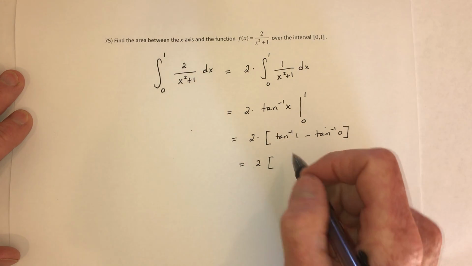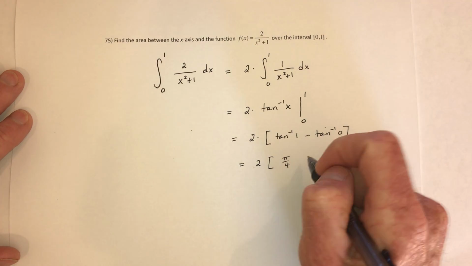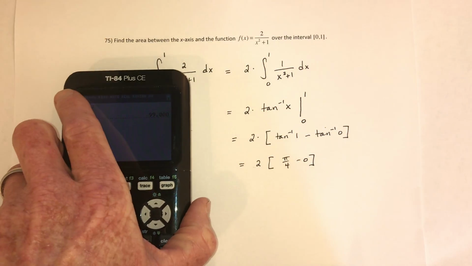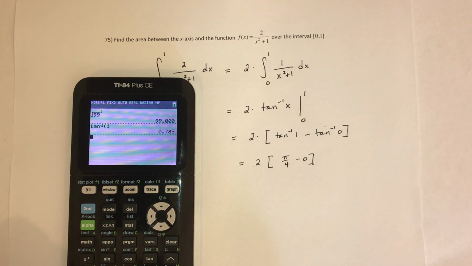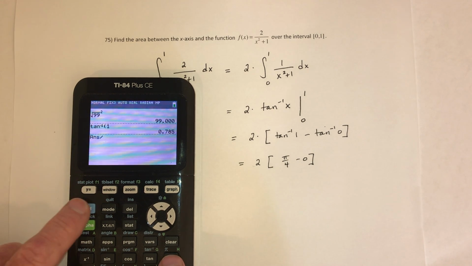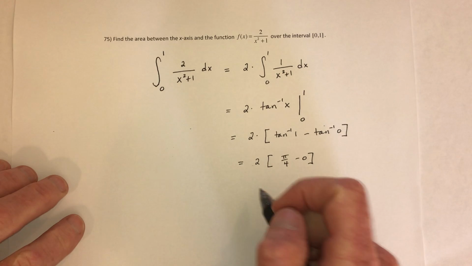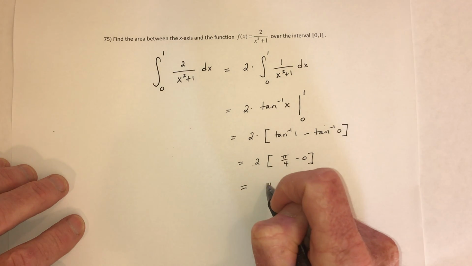So tangent inverse of 1, that is pi over 4. Tangent inverse of 0, that's 0. If you're not sure about those, you can, of course, go like this. What is tangent inverse of 1? And then divide that by pi, change it to a fraction, and it's 1/4 of pi. Also, tangent inverse of 0 is 0. So then when you reduce this, that's going to be pi over 2.